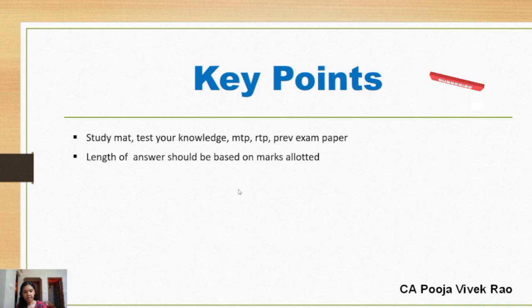And also in the exam, the length of the answer should be based on the marks allotted to the question. And also you should mention the legal provision carefully. If the question is for 2 marks, 1 mark will be allotted for legal provision. So basically you have to write what is the issue involved in the question. Then you have to mention the legal provision. And then you have to analyze the legal provision based on the issue given in the question. And then you have to give the conclusion.